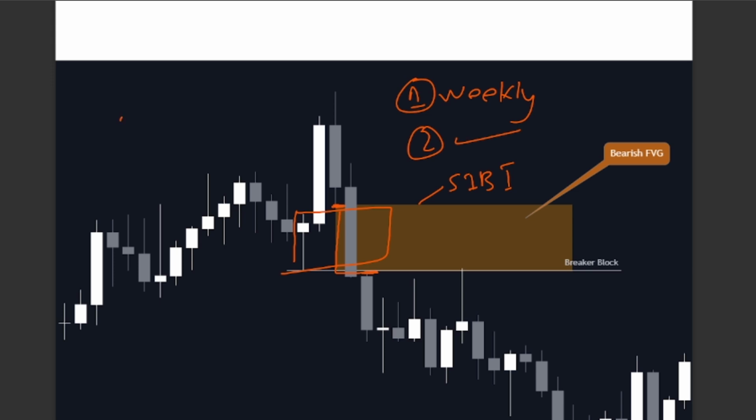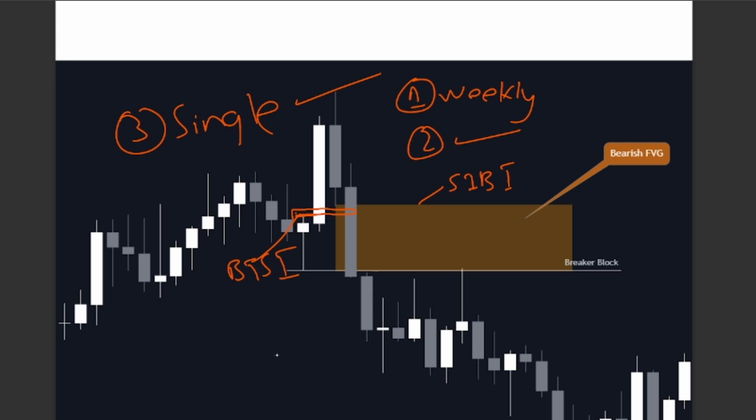Now coming to the third condition, that of single test. As you can see, price only tested it one time. So this condition is also fulfilled. Now coming to the fourth condition, that it must have violated a previous fair value gap. And it has violated this small fair value gap, which we could term as BISI, that was violated with a SIBI. So this is more important. So 4 conditions are being met. We will for sure take a short from here, put our stop losses above here and target new lows. So I hope everything is clear.